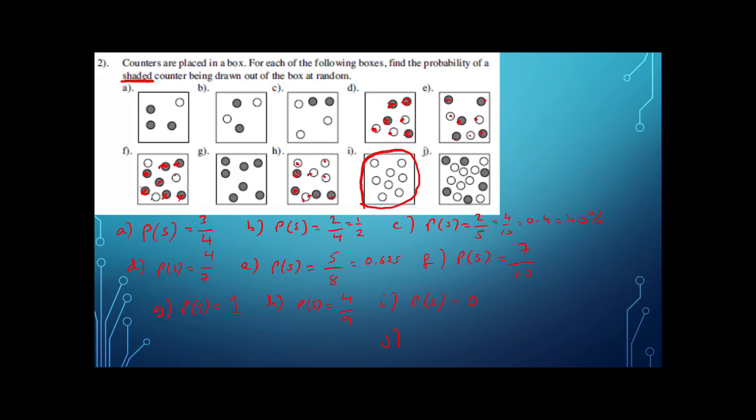And J, probability of a shaded counter. How many counters? I'm going to have to count these up. 1, 2, 3, 4, 5, 6, 7, 8, 9, 10, 11, 12, 13, 14, 15 counters in total. And how many are shaded? 1, 2, 3, 4, 5, 6. 6 15ths. I am going to simplify that by dividing top and bottom by 3, which gives us 2/5.